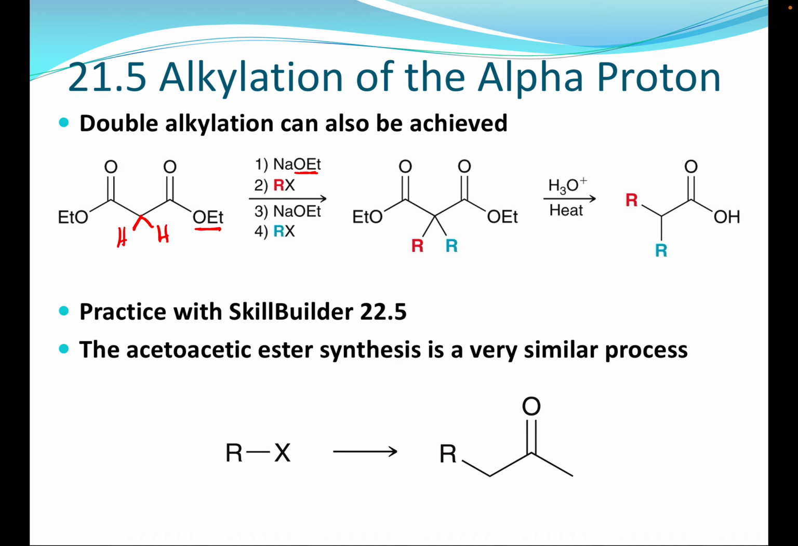Step 1 would be removing 1 proton. Step 2 is attaching 1 R group. So this is from step 2. Step 3 removes another proton, and step 4 attaches on the second R group there. This time, I went ahead and broke it up. We have our H3O plus for, again, hydrolysis to a carboxylic acid and our decarboxylation.